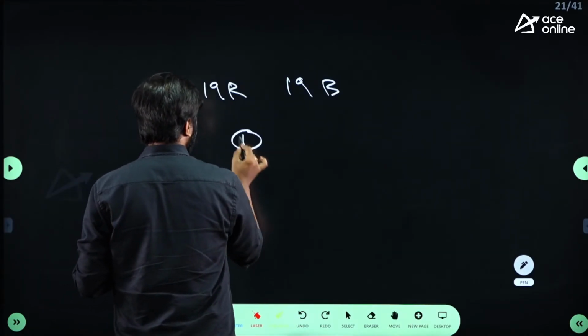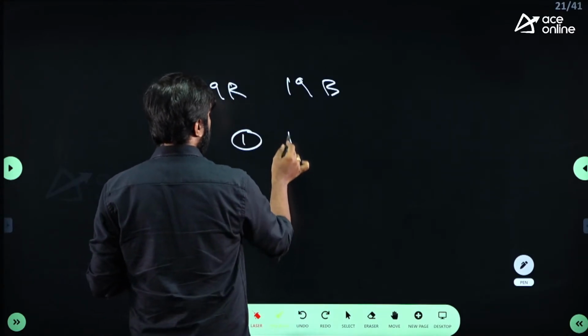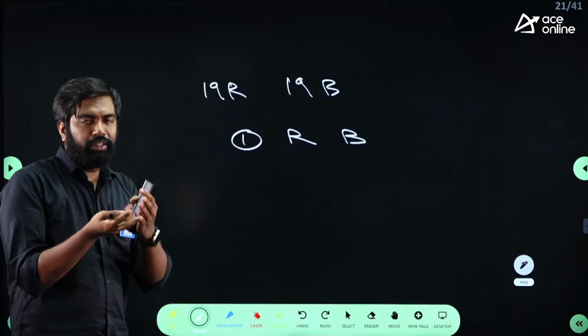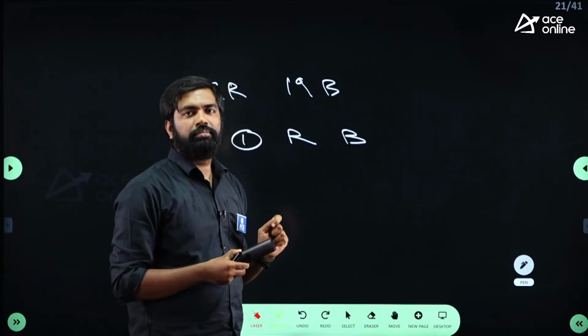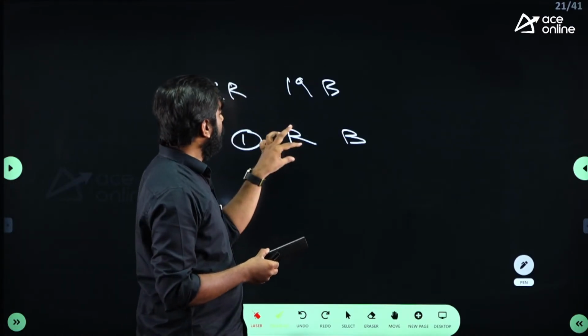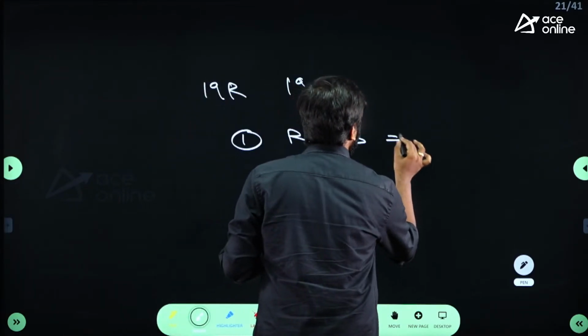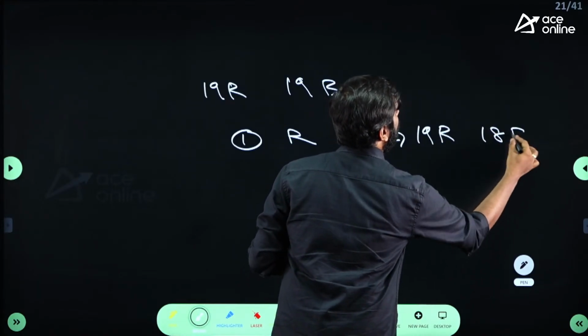So first attempt, you picked 1 red and a black. The moment you pick a red and black, that is, they are of different colors, you will discard this fellow. You will place this again into the bag. So with this, what happens is, there would be 19 red and only 18 black.